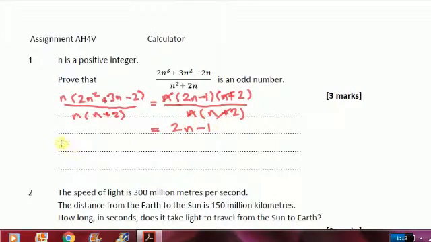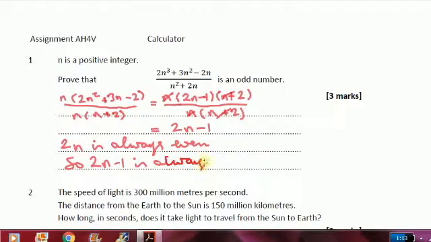And what can we say about 2n minus 1 if n is an integer? Well, 2n will always be an even number, because an even number is 2 times something. So 2n minus 1 is a number just before an even, which is always odd. 1 less than an even number is always odd.